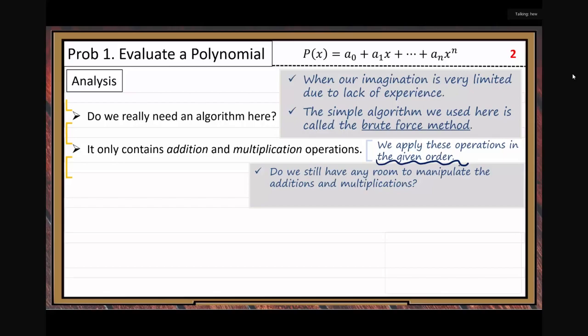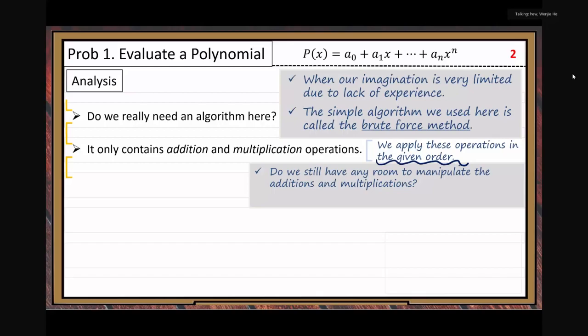Who told you that's the only order, right? If you can guarantee the answer is correct, then you can use different orders to do the calculation, right? Because only the answer matters. The order doesn't matter, right?